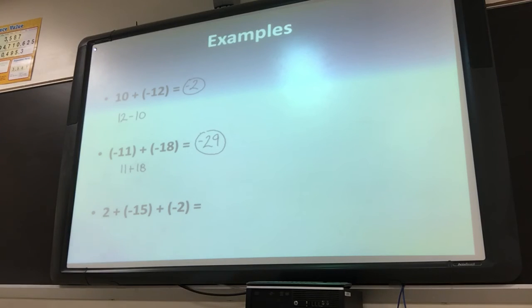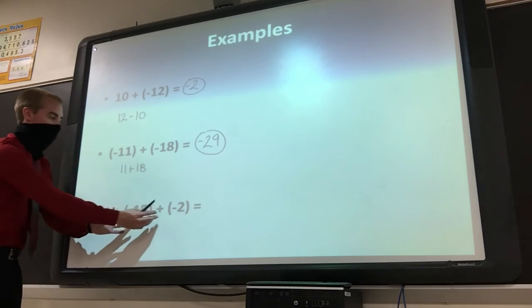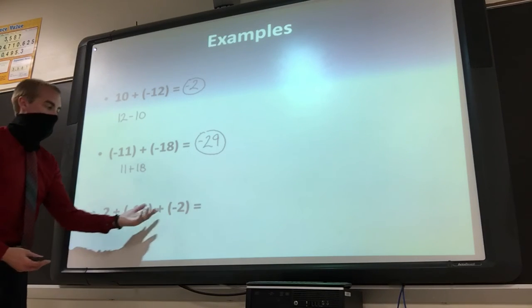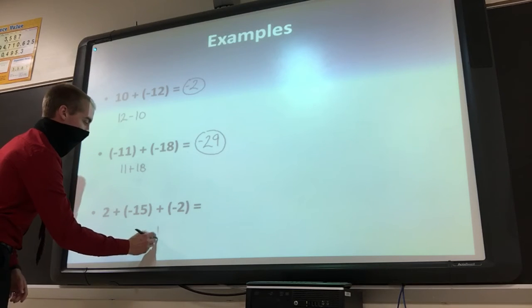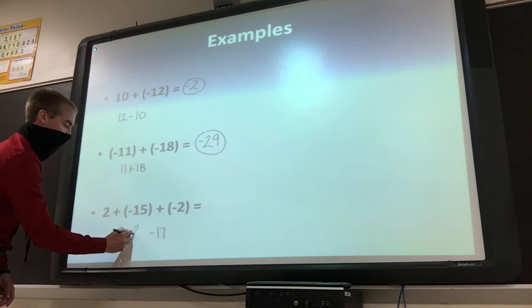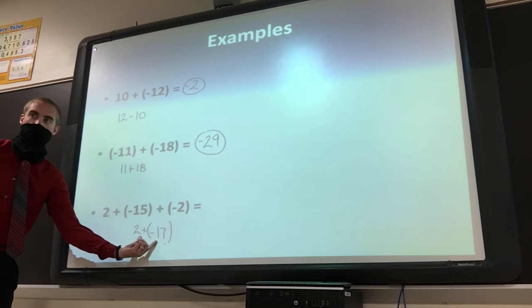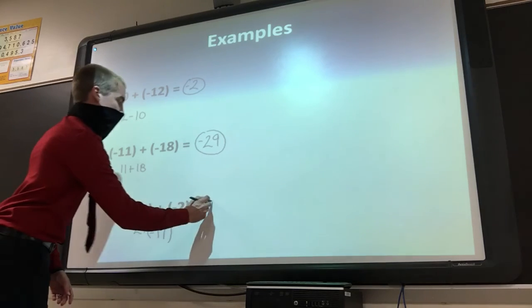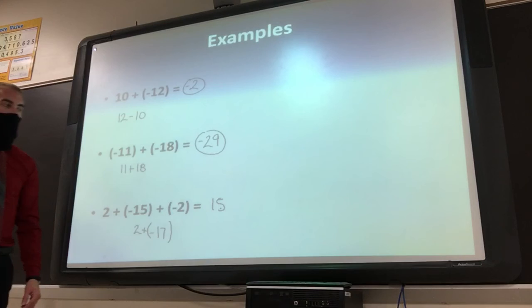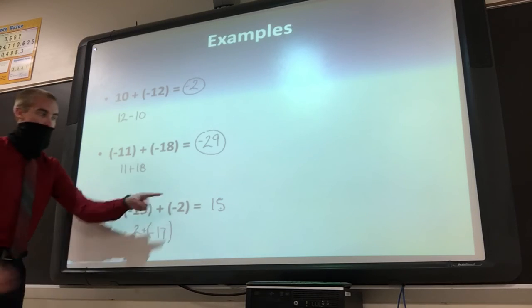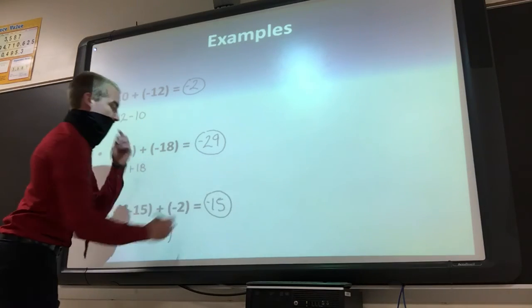All right, so one way she said to do it was you could look at the 2 negatives and add those together because they're both negative. So negative 15 plus negative 2 would be negative 17. And then do 2 plus negative 17. You would subtract those 2 because they're a different sign. 17 minus 2 is 15. Positive or negative 15? Negative 15, because right now the 17 is bigger, so the 15 is going to be negative.